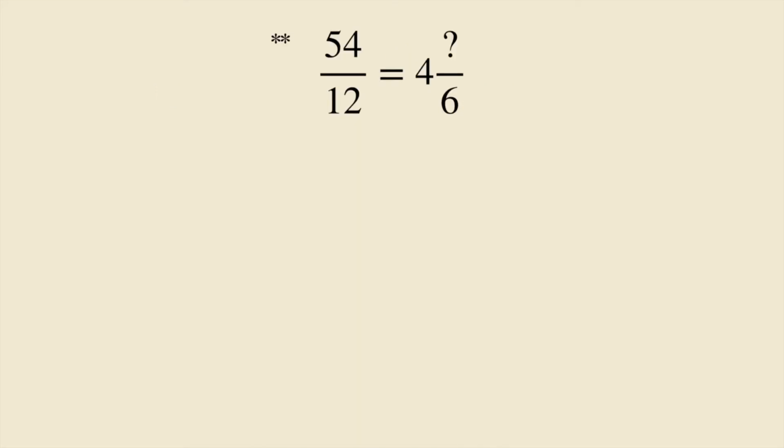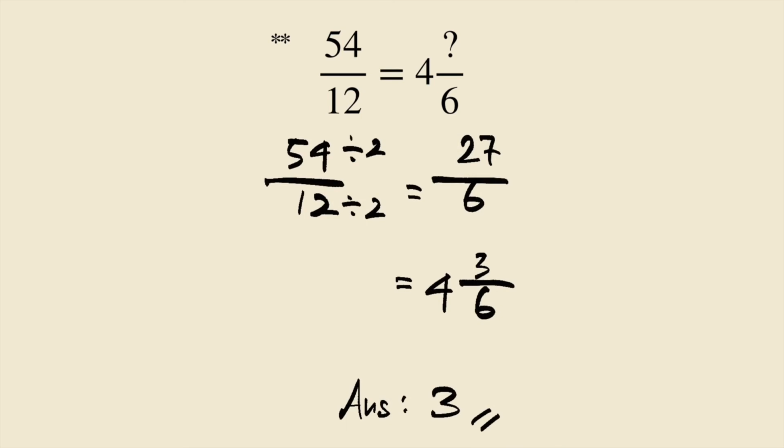Now on to level 2 questions. Okay, well, first thing you notice here is the denominators are not the same. Plus we have an improper fraction expressed with 4 wholes here. So what can we do with this? First thing I do is to divide by 2. I'm trying to obtain denominator 6 over here. So I'm going to divide by 2, I get 27 over 6. Well, from here, I can see that I can obtain 4 wholes, leaving behind remainder 3.